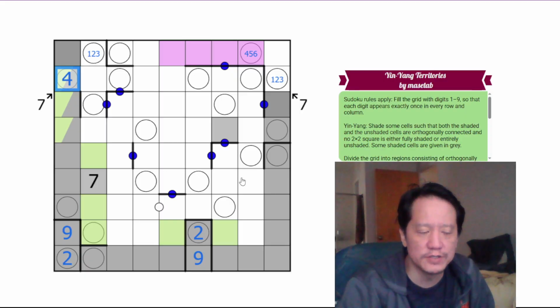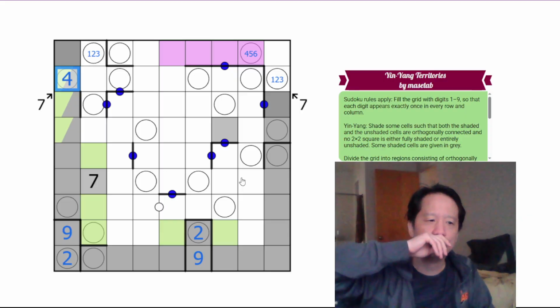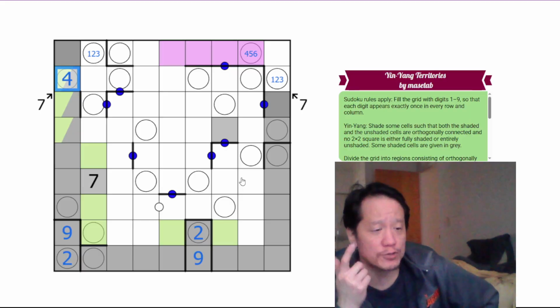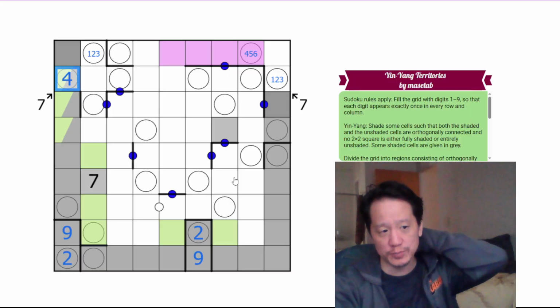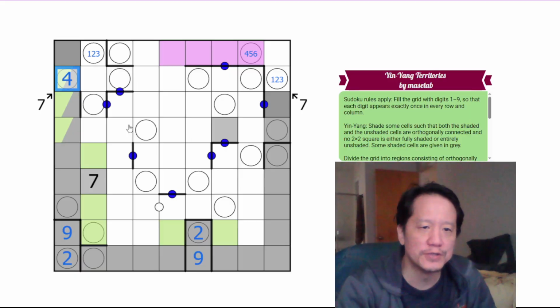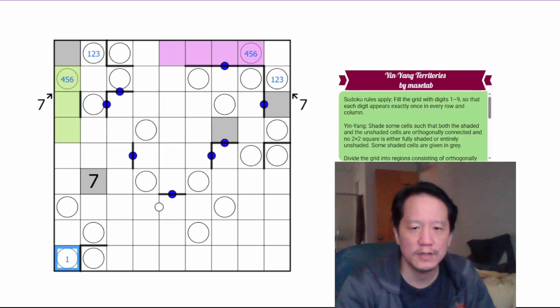But the problem is 4 cells in a region. Right, that doesn't work, because 4 cells in a region requires that the digits be 1, 2, 3, and 5 to add up to 11. So therefore, this can't work as this shading. So the shading cannot be, because this is guaranteed to be 1 or 2, this cannot be shaded. This has to be unshaded.